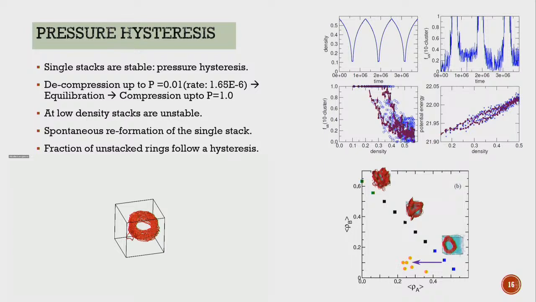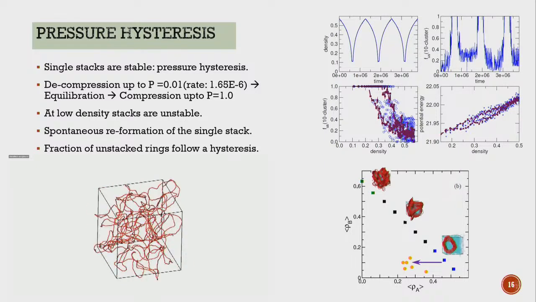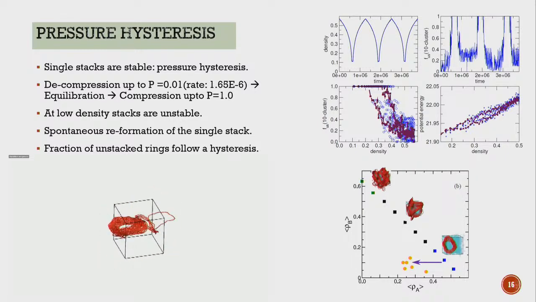So basically, we took an artificially created single stack system, and we decompressed it to a very low pressure at some rate, and then we equilibrated it at that pressure, and then we compressed it back to our previous pressure. And this is the result of it. So we slowly decompress it, it becomes random, then it forms the stacks on its own. So the self-organization that takes place is essentially spontaneous. It looks like 2 stacks, but it is essentially a single stack because of the periodic boundary.